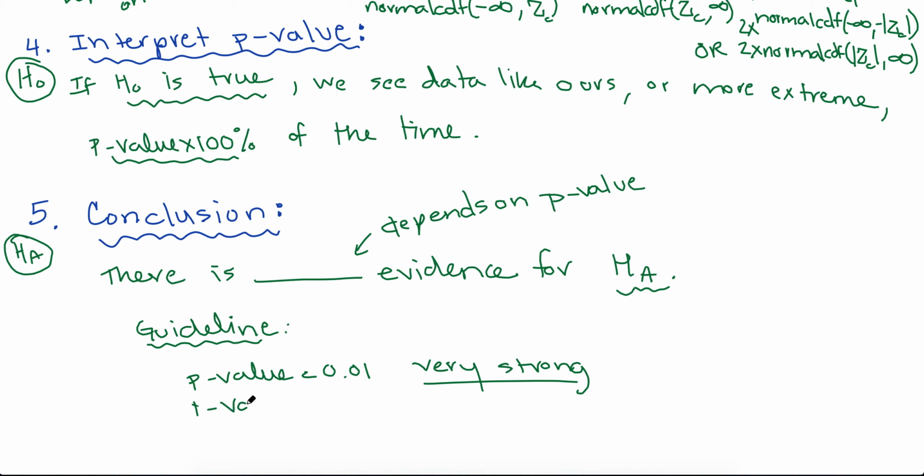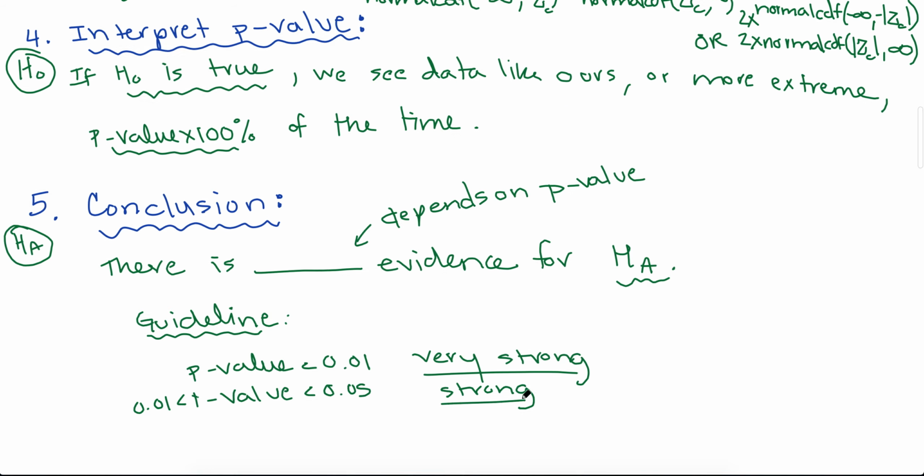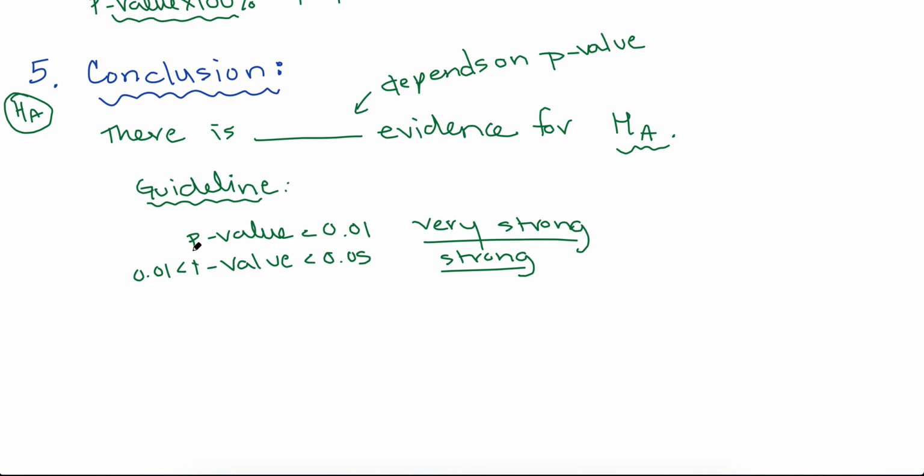If our p-value is smallish, so somewhere between 5% and 1%, then we've got strong evidence for the research question, a research claim. And then maybe we have a p-value somewhere between 5 and 10%. So still not likely, but not as rare as the last category. We might say we have some evidence for HA.